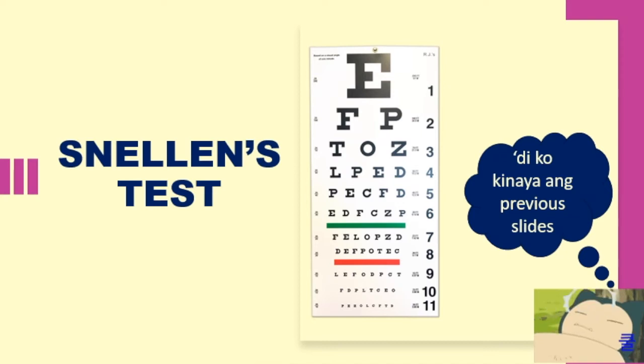So again, your Snellen's test is a test for distant vision, and 20/20 is the standard for normal vision. Okay, be careful. There are patients who try to memorize the contents of your Snellen's chart, but note that there are differences and variations also on the Snellen's chart.